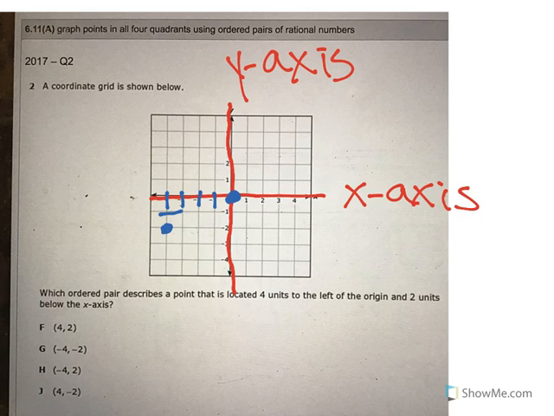So again, x goes left and right. So we went to the left, so my point is going to be negative 4 over, and it's negative because I went to the left. My y value, I went 2 down below the x-axis. Since I'm going down, that's a negative value. I went 2 down, so it's negative 2. And then I just find the answer that matches up with this, and my answer is G. Again, we labeled the y-axis and the x-axis. Started off the origin, which is 0, 0. We went left 4, down 2. That's why our answer is negative 4, comma, negative 2.